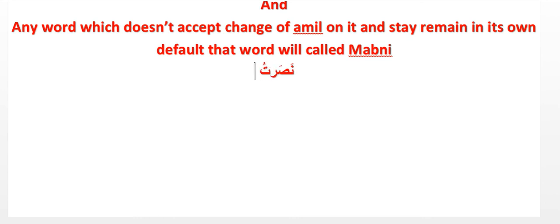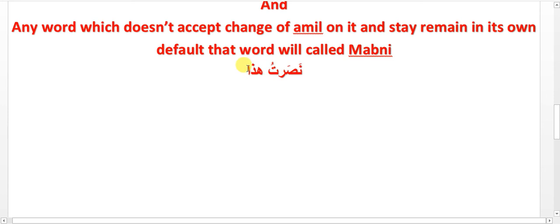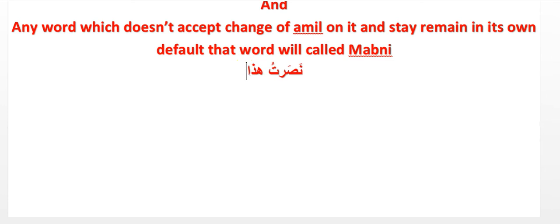And when I add nasartu, nasartu is amil who gives nasab to any ism, and I add haza here. So nasartu hazan, according to rule we would say nasartu hazan, but haza is a mabni, that's why it doesn't accept the I'rab of nasab on it. So this is called mabni. Any word which accepts the change happening due to amil is called mu'rab, and a word which doesn't accept the change of amil is called mabni.